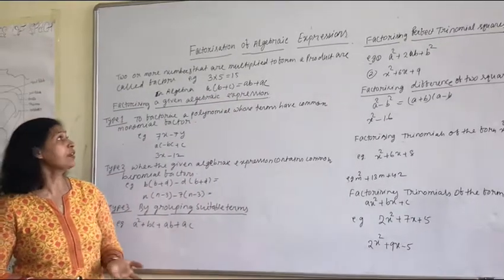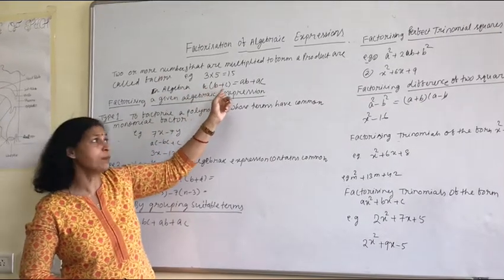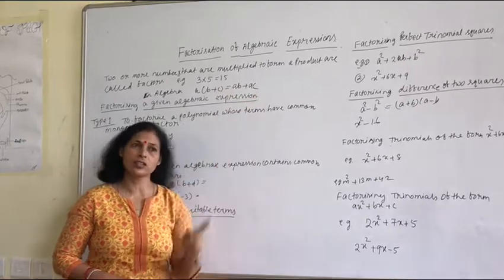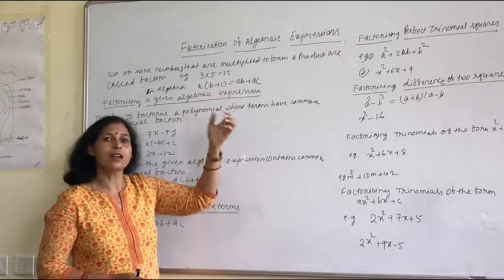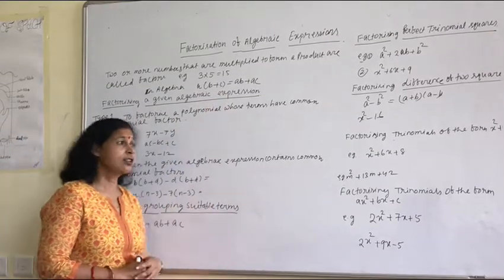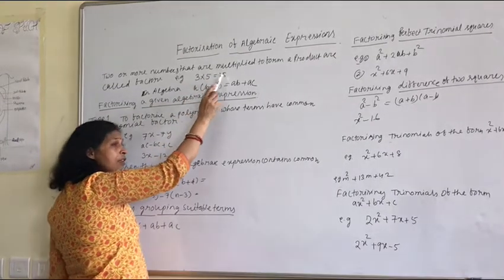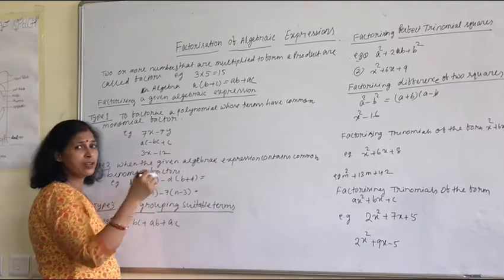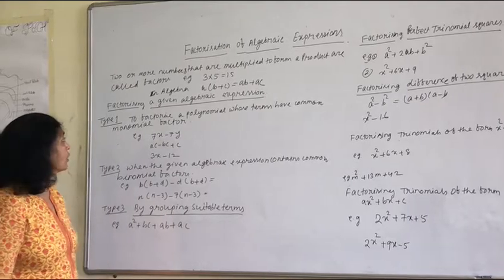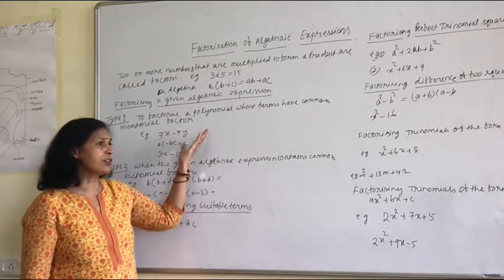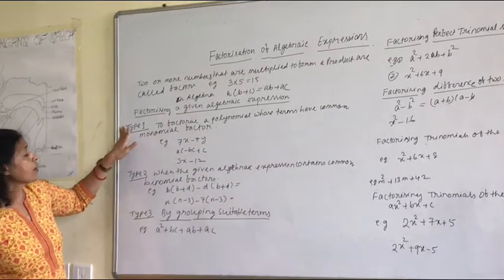In algebra, you can write a into (b plus c) as ab plus ac. The ab plus ac is the product, and a and (b plus c) are the factors of this product. Like in 15, the product is 15, the factors are 3 and 5, and you can add 1 and 15 also. So they are factors. Clear? Now you have to factorize, that means in the expression you find the factors. How do you find? Suppose type 1.